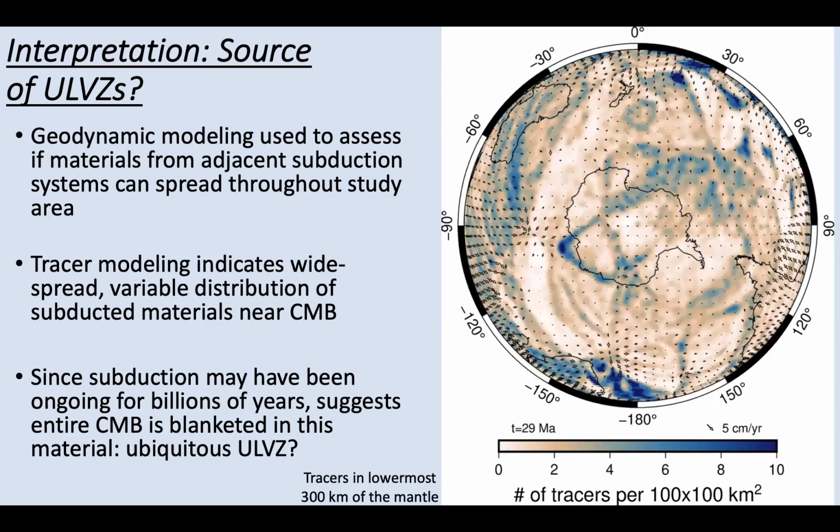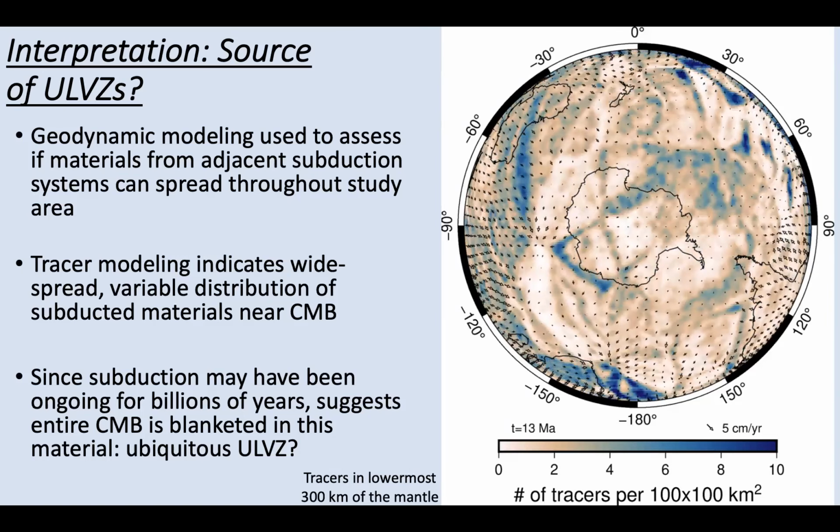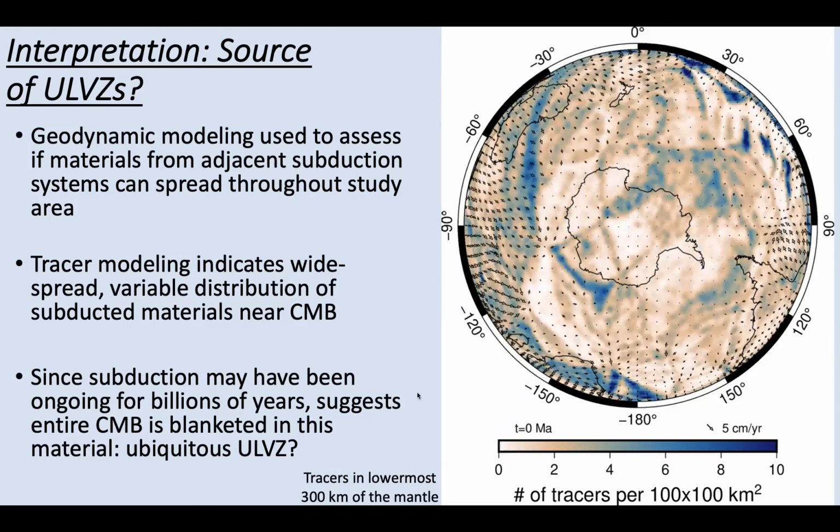But this shows that it's very likely, we've just hit present day here, that we have subducted materials spread all across the core-mantle boundary. So this could be a good explanation for the variable ULVZ structure that we've observed.